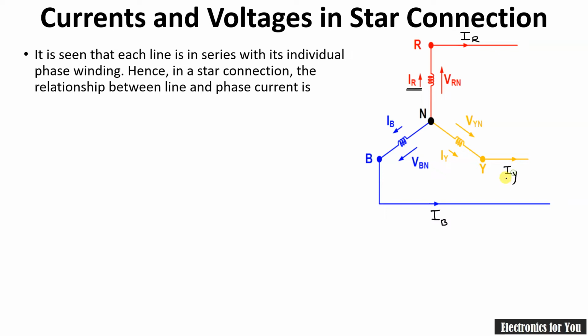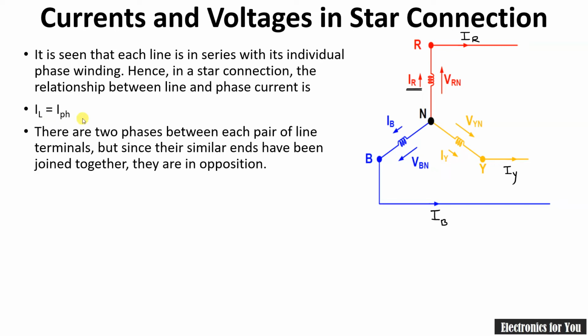So we can say that the current will always flow the same, that is, phase current equals line current, or we can say that IL equals IPH in this case. Now let us talk about the line voltages.